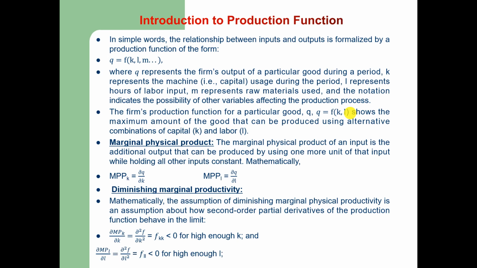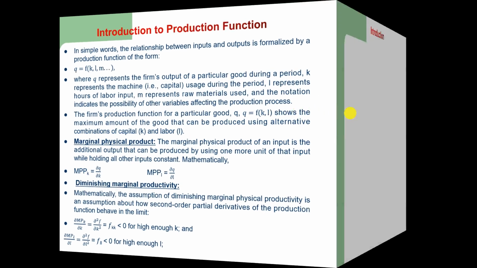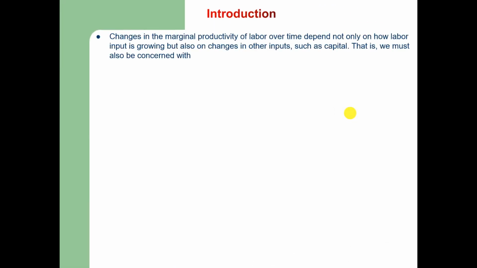Then we have the partial derivative of the marginal physical product of labor with respect to labor, and that is equal to f_LL, that is the second order partial derivative of the production function with respect to labor, and that should be less than 0. So it means that marginal productivity of inputs like capital and labor are going to diminish as we employ more and more of that input.